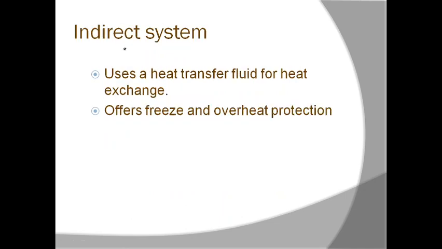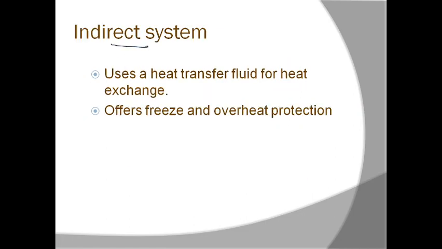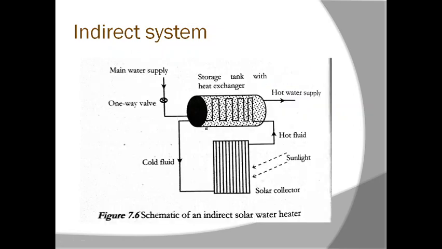Now, in order to overcome various negatives or disadvantages of a direct system, we use an indirect system. Here we use a heat transfer fluid for heat exchange. In this way, the previously mentioned disadvantages of freezing and overheating can be avoided. So this is a schematic representation of an indirect system.